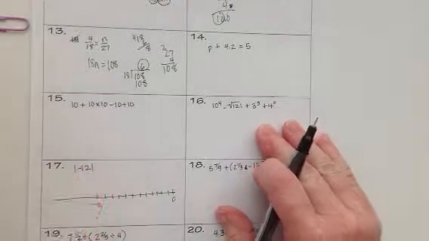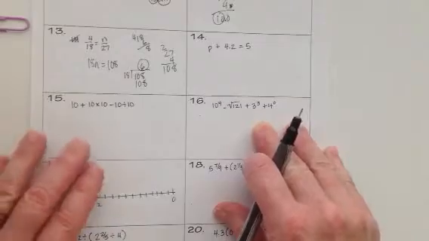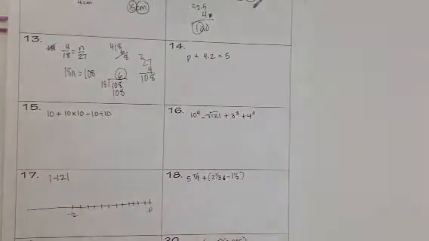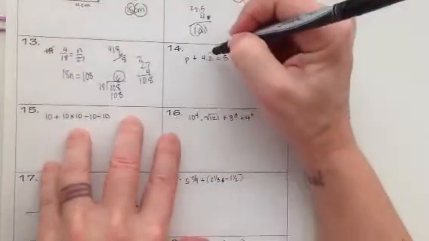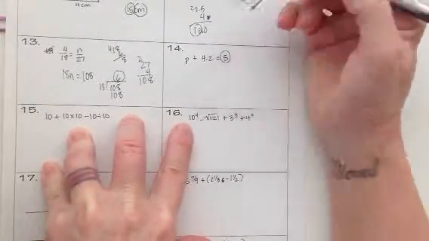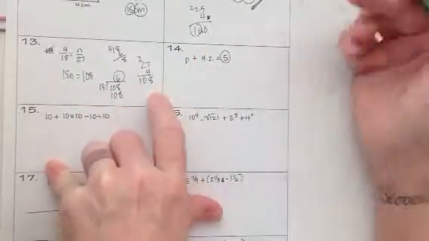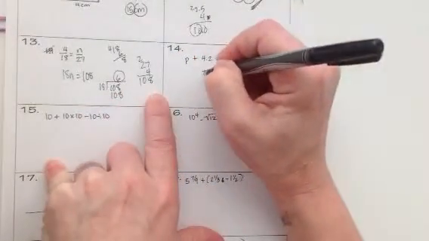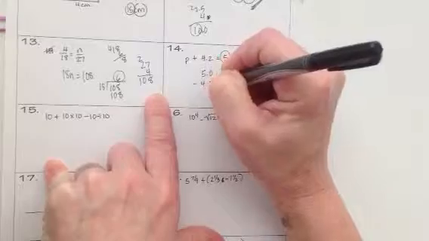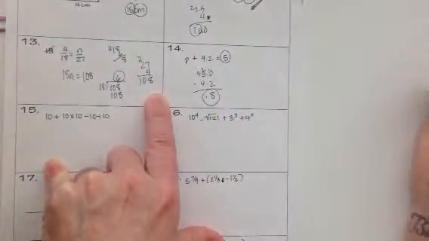All right. So number 14, I think you can see it says p plus 4.2 equals 5. Well, 5 has to be the largest number. So I have to what? If I add these two, I'm going to get a number larger than 5. So I have to subtract. So 5 minus 4.2, borrow, you get 0.8. Simple as that.